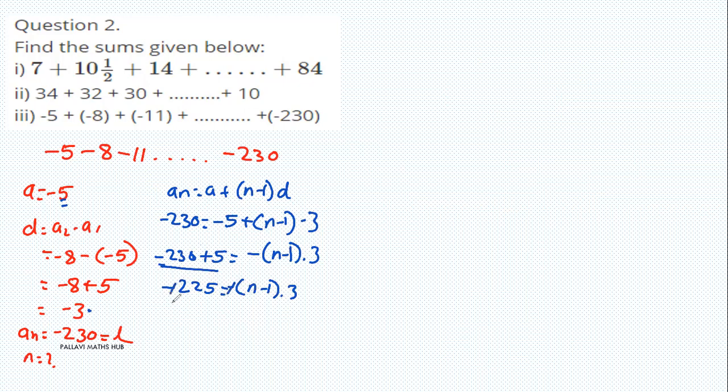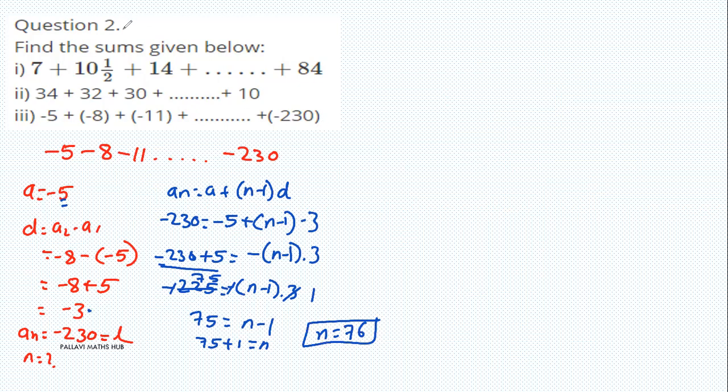So minus minus get cancelled. In the next step, here 3 ones are 3, 3 sevens are 21, 3 twenty-fives are 75. So 75 is equal to N minus 1. Next, 75 plus 1 is equal to N. So N is equal to 76. Yes, you got the N value.